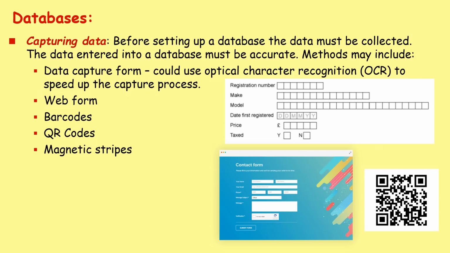Capturing data. Before setting up a database, the data must be collected. The data entered into a database must be accurate. We have the expression garbage in, garbage out for a reason. Methods may include data capture forms. We could use optical character recognition, OCR, to speed up the capture process. We could have web forms that we're very familiar with filling in. Barcodes, QR codes, magnetic stripes, etc.